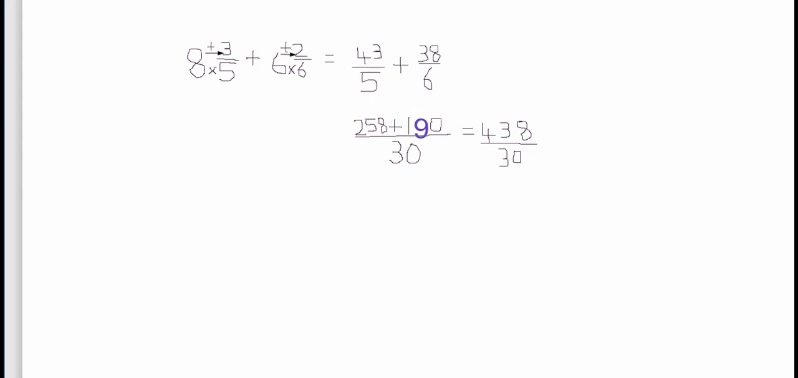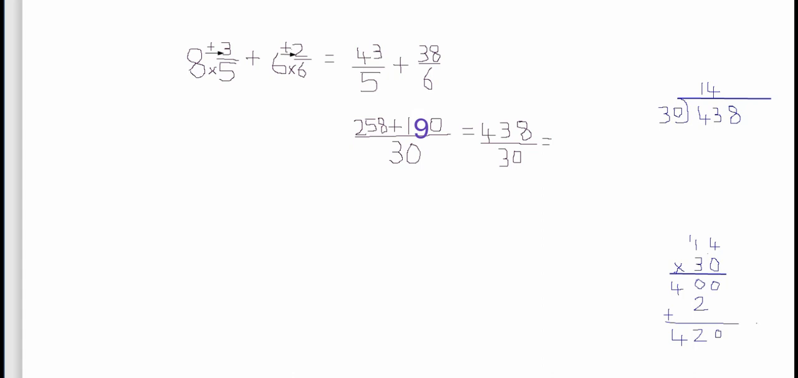Lastly, we need to change this fraction into a mixed one. So we divide 448 by 30. Again, if you are not quite sure of the answer, you can always do some multiplication. So let's do 30 times 12. We got 360. Let's go up a little higher. Let's do 30 times 14. We got 420. This is the closest we can get to 448 when we multiply 30 by 14. So 448 divided by 30 equals 14.